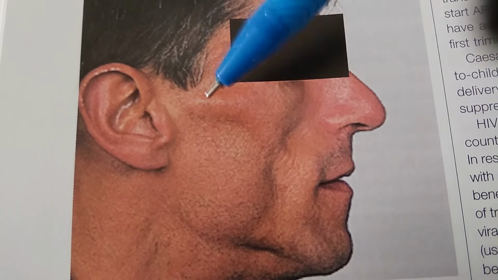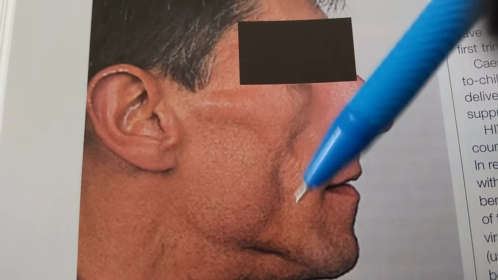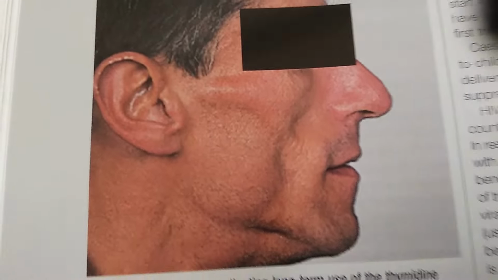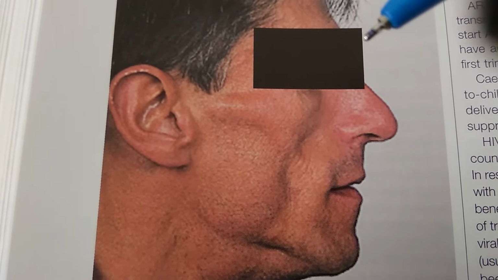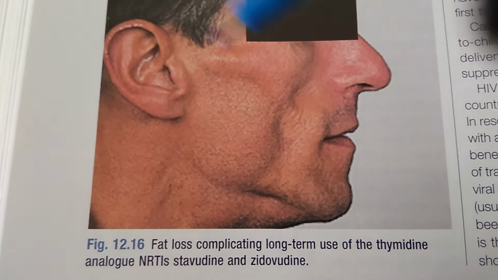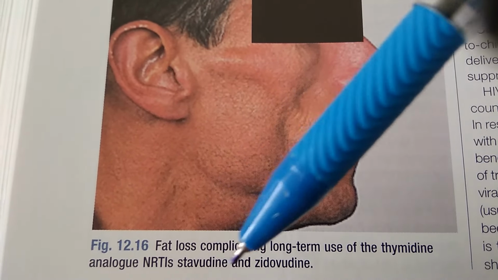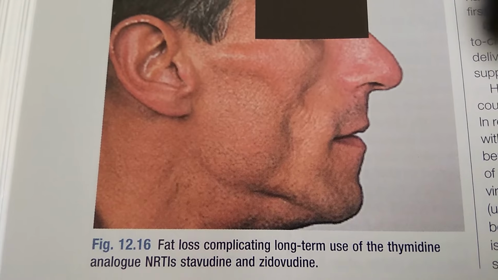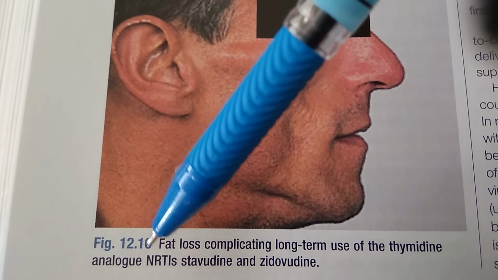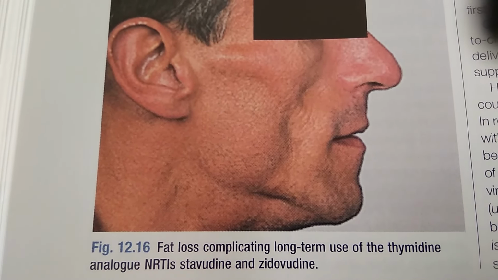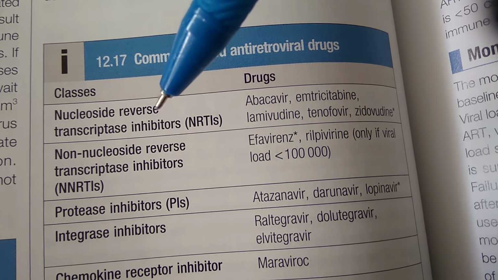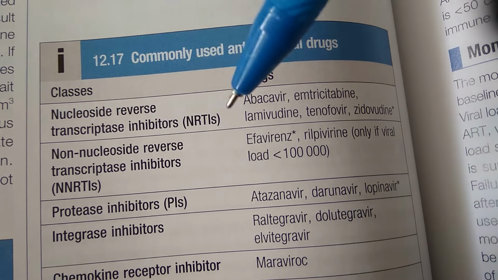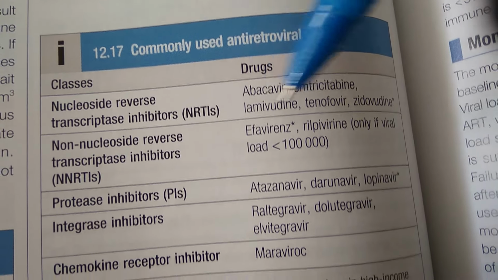Guess this one, guys. There is fat loss and they seem to be blaming some anti-HIV drug. So this is because of NRTI like stavudine and zidovudine. Okay, these are thymidine analogs. What is the full form of NRTI? Nucleoside reverse transcriptase inhibitors, NRTI. But they did mention that S drug here.